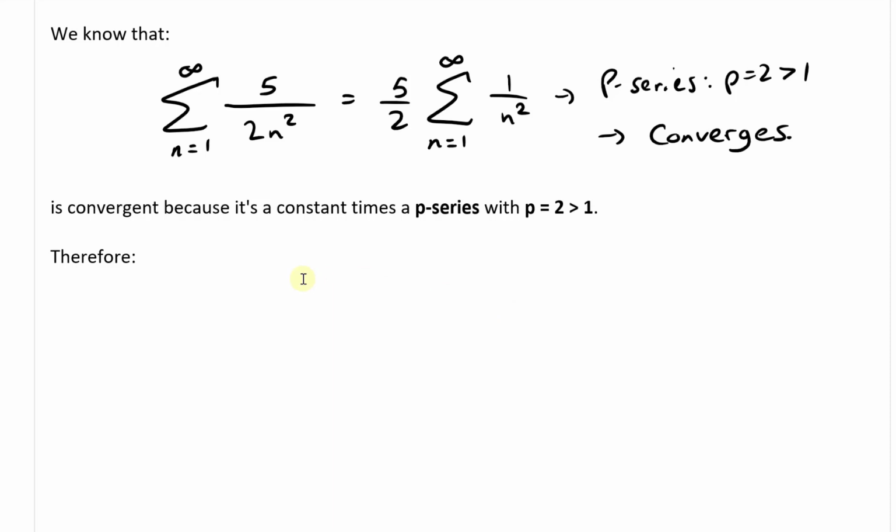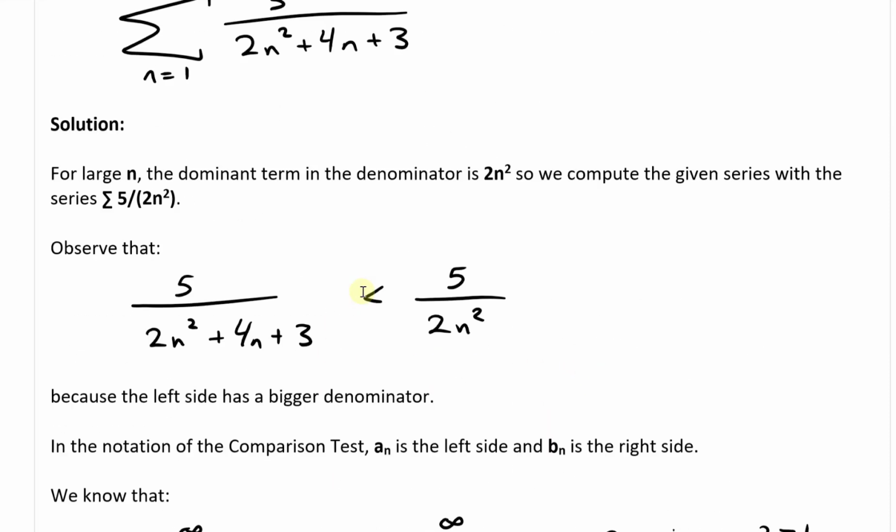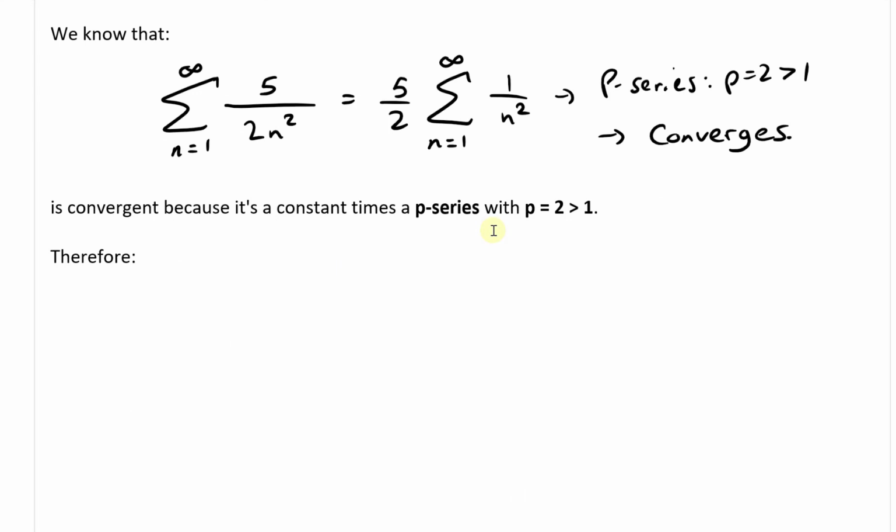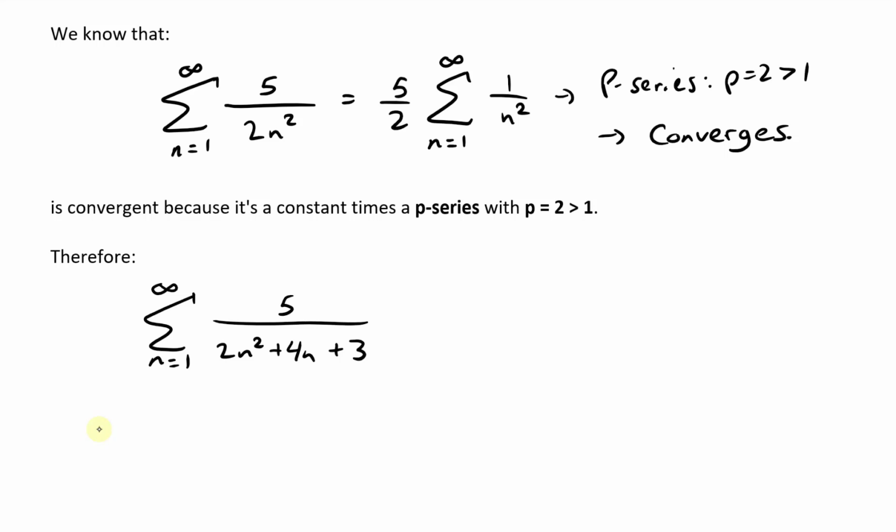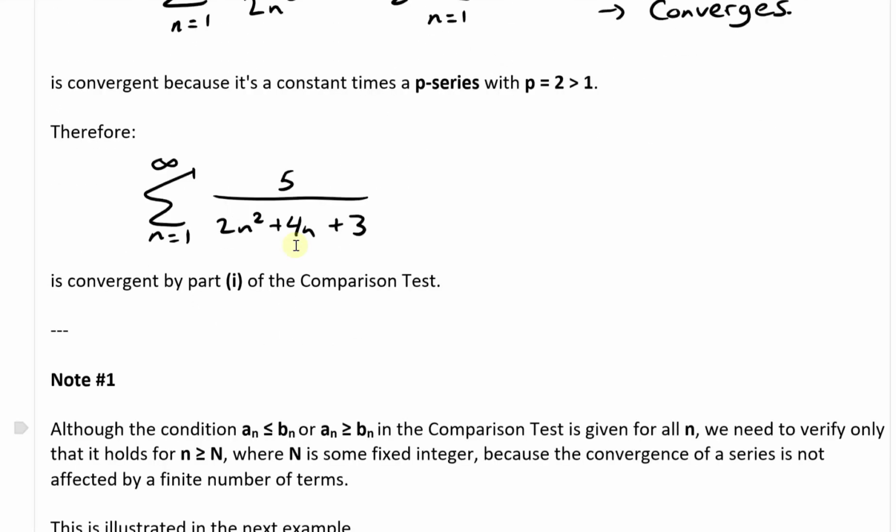Therefore, by the comparison test, we know this is convergent, and our given series is less than this one. So the entire series we're given, the summation from n equals 1 to infinity of 5 over 2n squared plus 4n plus 3, is convergent by part 1 of the comparison test.